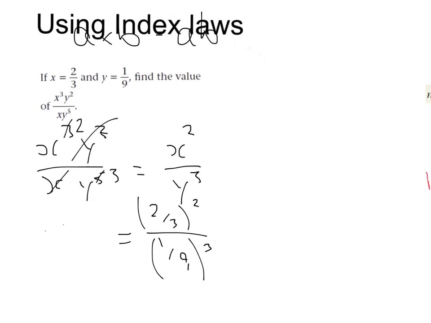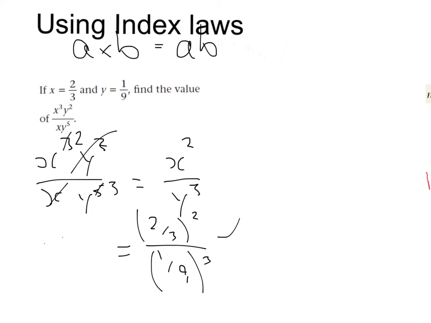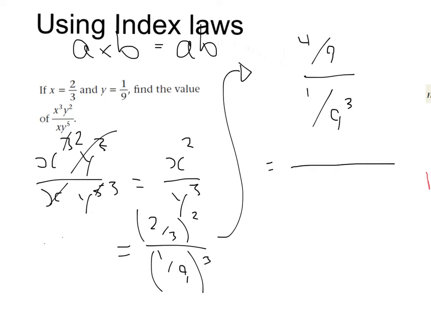So my answer is going to be 2 to the power of 2, well that's 4, over 3 to the power of 2, that's 9, over 1 to the power of 3, and that's 1, over 9 to the power of 3. And in this case, guys, I'm just going to leave it as 9 to the power of 3. Just because I know I have a 9 up the top, to make things a bit simpler, I can write 4 divided by 9, and then 1 divided by 9 to the power of 3.